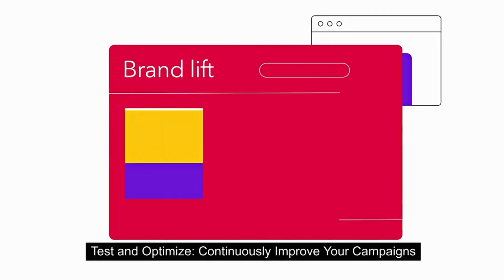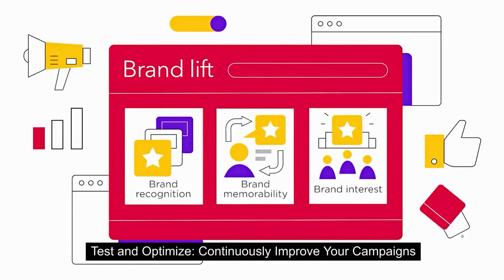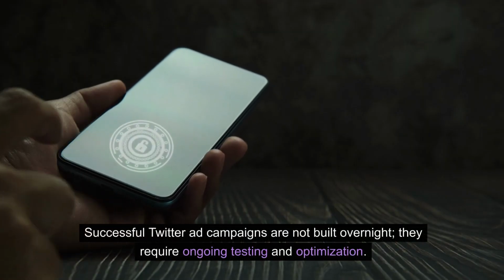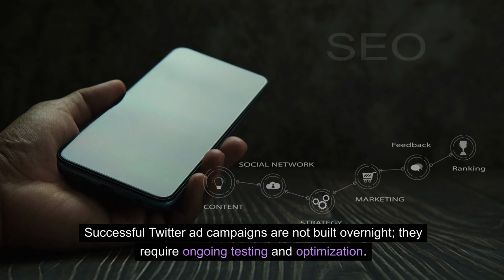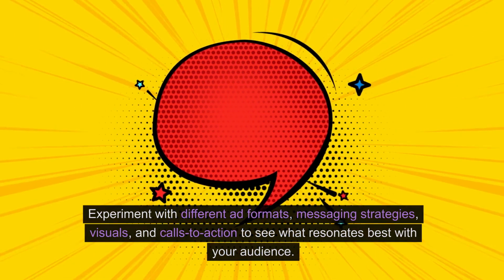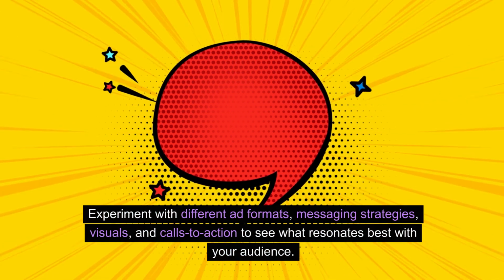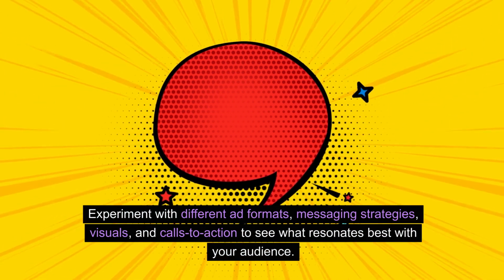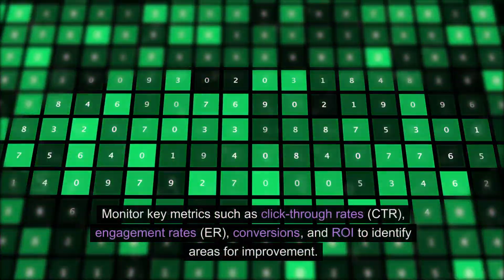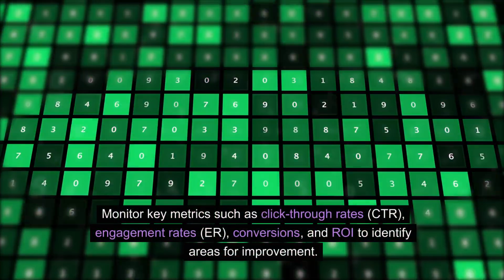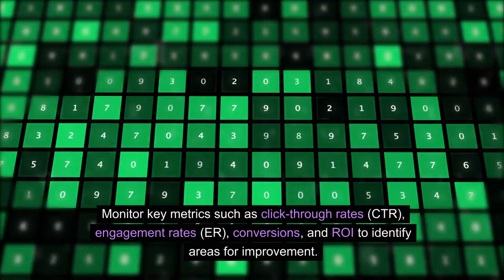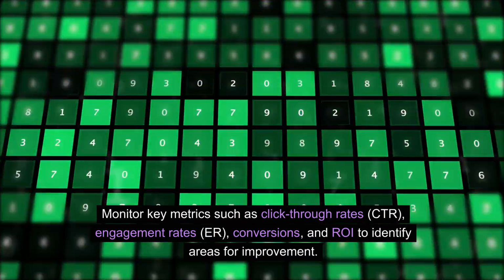Test and optimize. Continuously improve your campaigns. Successful Twitter ad campaigns are not built overnight. They require ongoing testing and optimization. Experiment with different ad formats, messaging strategies, visuals, and calls to action to see what resonates best with your audience. Monitor key metrics such as click-through rates, engagement rates, conversions, and ROI to identify areas for improvement.